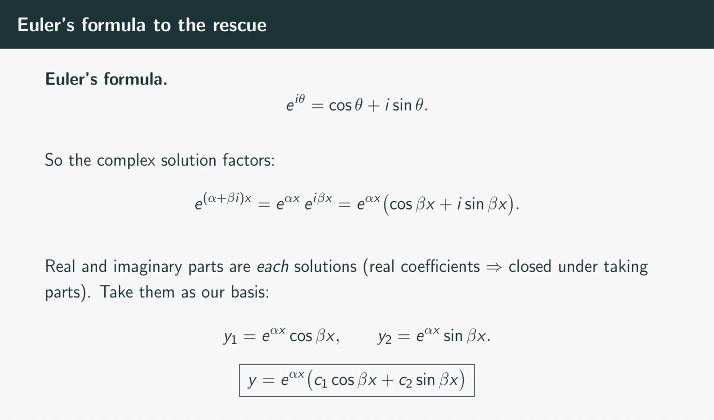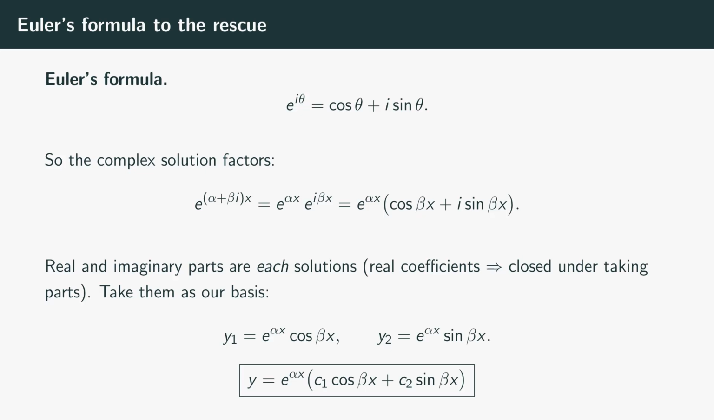Euler's formula says that e to the i theta equals cosine theta plus i sine theta. It ties the exponential to the trig functions through the imaginary unit. Apply it to our complex solution. Split the exponent: e to the quantity alpha plus beta i times x equals e to the alpha x times e to the i beta x. The first factor is an ordinary real exponential. The second, by Euler, is cosine beta x plus i sine beta x. So the whole complex solution is e to the alpha x times the quantity cosine beta x plus i sine beta x. Now here is the key fact.